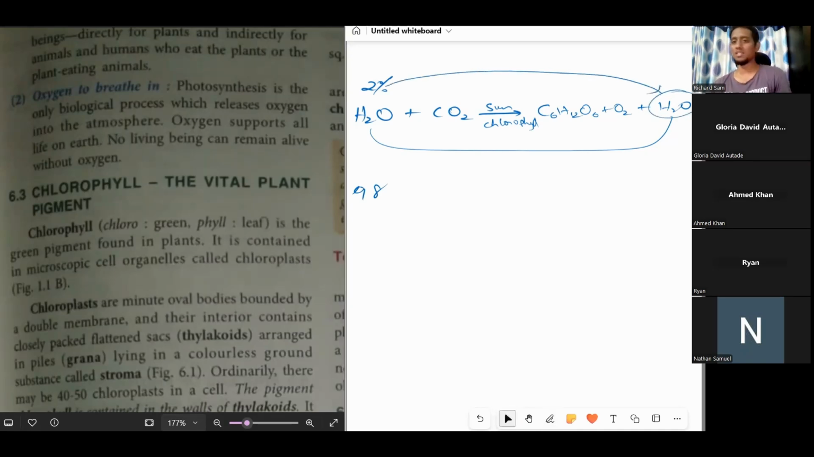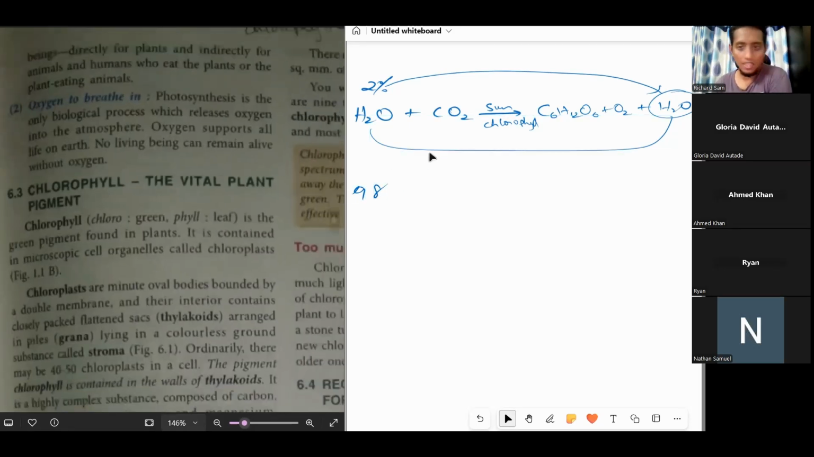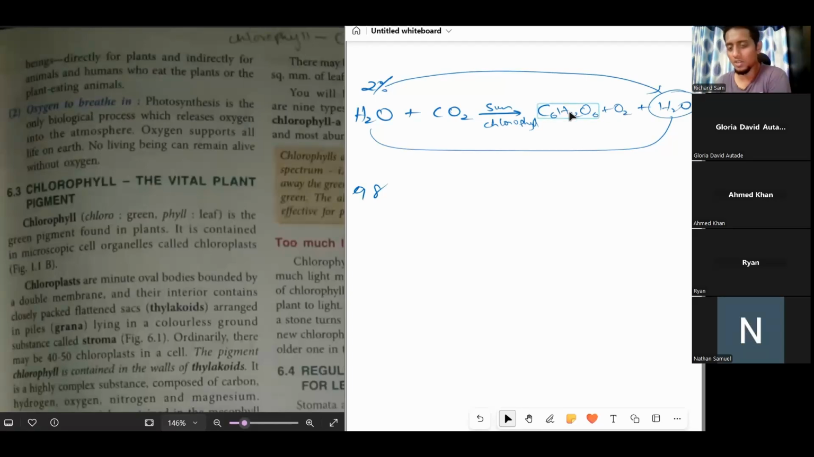That is also excess water, which is not needed. It is used or thrown outside, whatever. Okay. But this 98% for sure is not used at all for photosynthesis. Yeah, so these are the two important things given out by the plant, that is food and oxygen.